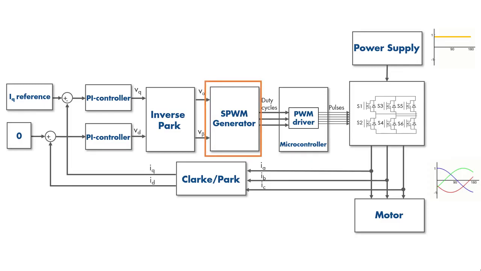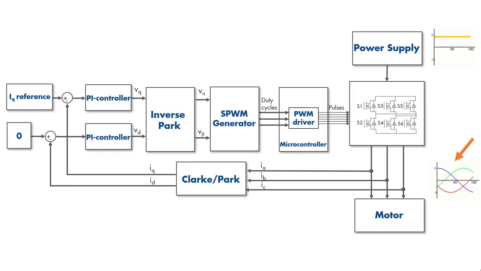It takes the reference voltages created by the inverse Park transform and generates the duty cycles to be sent to the PWM driver on the microcontroller. The PWM driver outputs the required pulse width modulated signals to the three-phase inverter, which then generates the desired three-phase voltages to the motor. Note that space vector modulation eliminates the use of an inverse Clark transform.